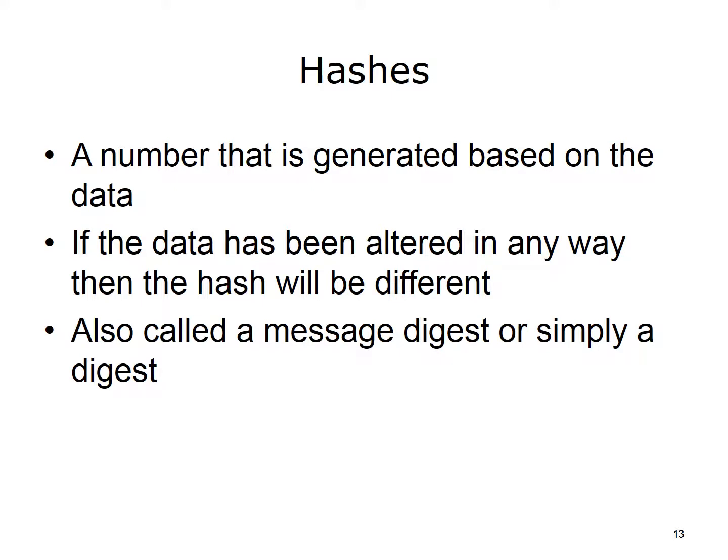Slide 13. A hash or hash value is a number that is generated based on the data that is being sent. If there is any alteration to the data, then the hash value will change. A sender runs a program to create a hash value and encrypts the hash value along with the data and sends it to the receiver. The receiver decrypts the data and hash, creates a hash value for the received data, and should receive the same hash value as the sender. If not, the data has been altered in some way. Its integrity has been compromised.